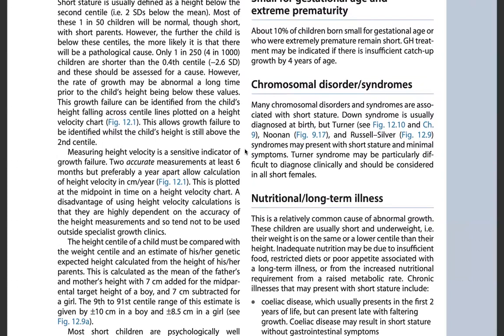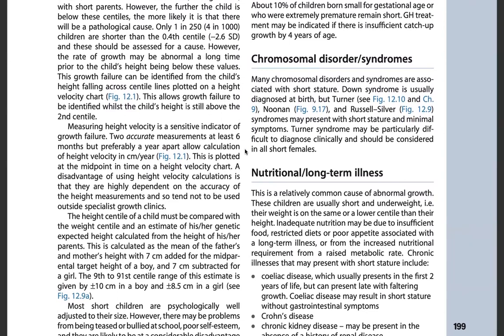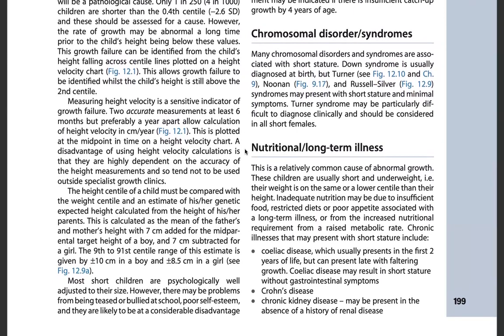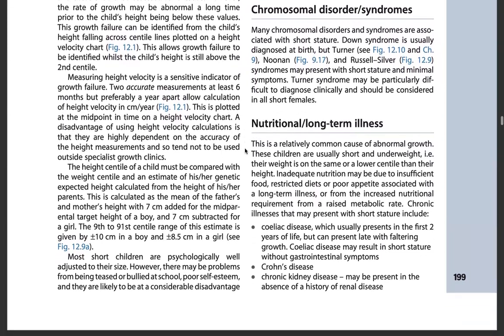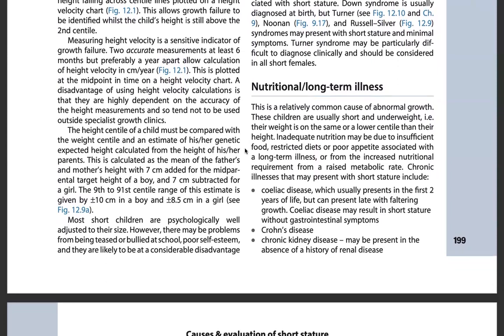However, the rate of growth may be abnormal a long time prior to the child's height being below these values. This growth failure can be identified from the child's height falling across centile lines plotted on a height velocity chart. This allows growth failure to be identified whilst the child's height is still above the second centile. Measuring height velocity is a sensitive indicator of growth failure. Two accurate measurements at least 6 months, but preferably a year apart, allow calculation of height velocity in centimeters per year. This is plotted at the midpoint in time on a height velocity chart.